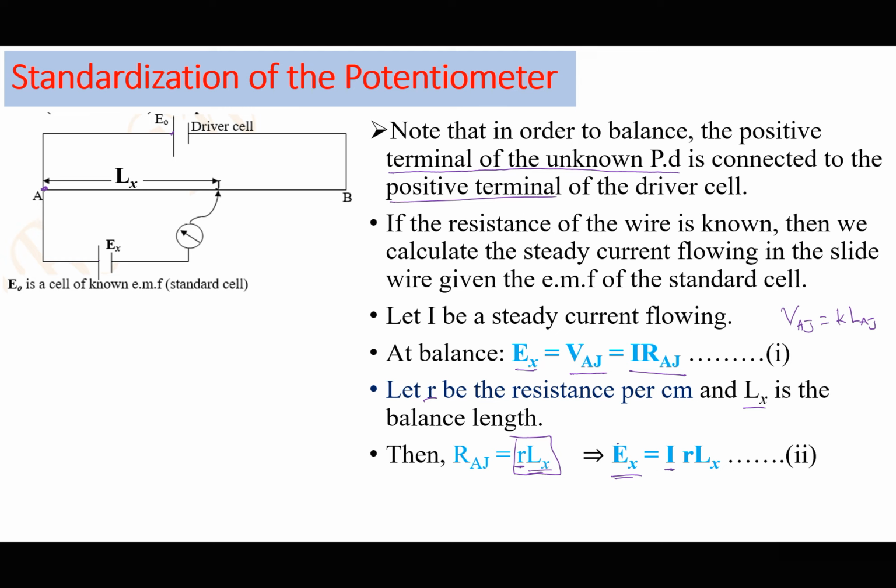So when I substitute in this equation here, I times Raj, I get I r Lx. Hence, I could find the current from I equals Ex divided by r Lx, where r Lx is the resistance of Aj and Ex is actually the PD across Aj, which is the same as the EMF of the unknown cell X.